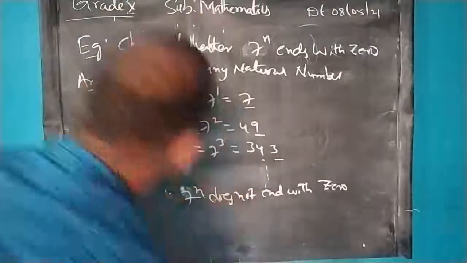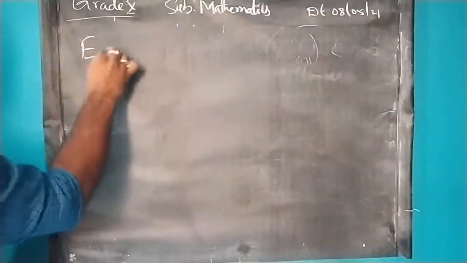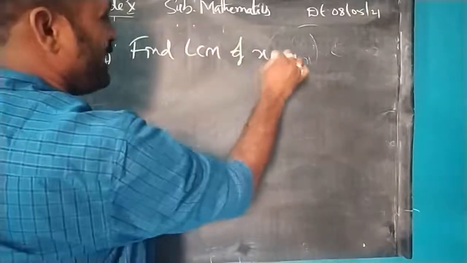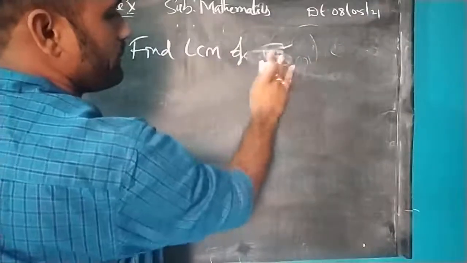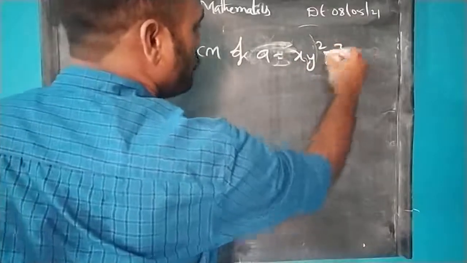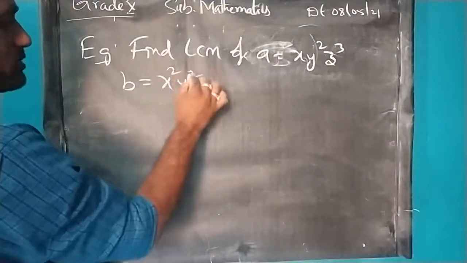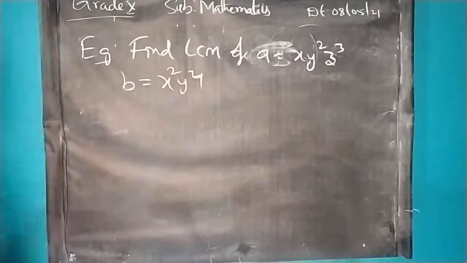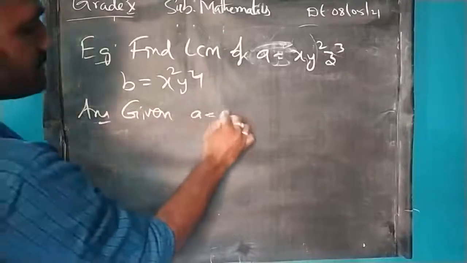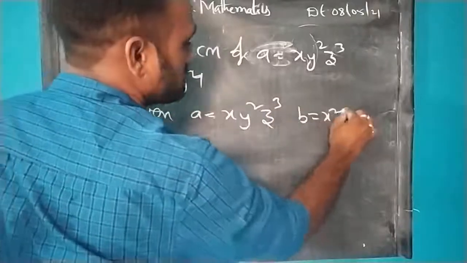Let us see another type of question. Now, find the LCM of a is equals to x y square z cube, b is equals to x square y power 4. So he's asking us to find the LCM. Answer. So what are the given numbers here? Given a is equals to x y square z cube, and b is equals to x square y power 4.